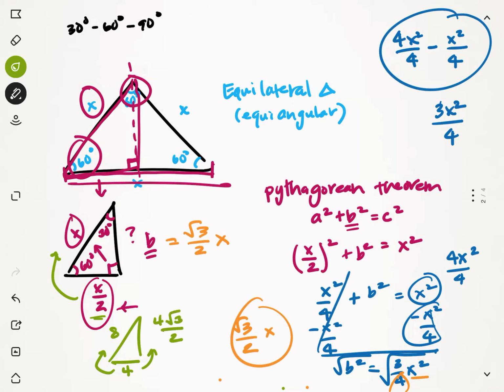Now to get from the short side to the medium side, we're just going to do 4 square root of 3 over 2. Right, from what we just said, it's just going to be square root of 3 over 2 times whatever our x is. Oops, sorry. Reverse that.